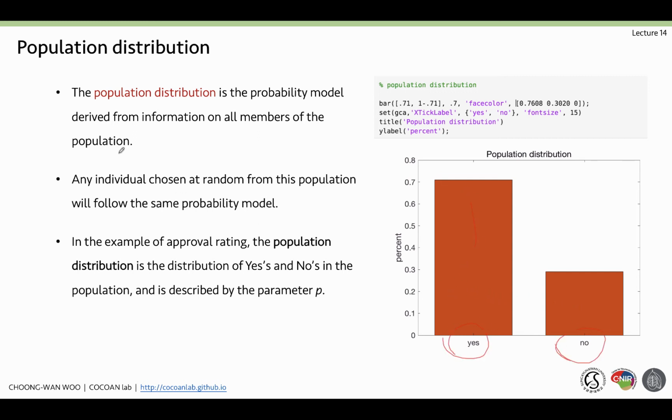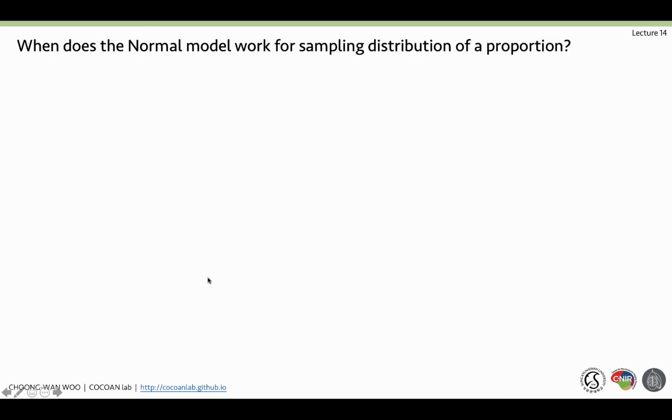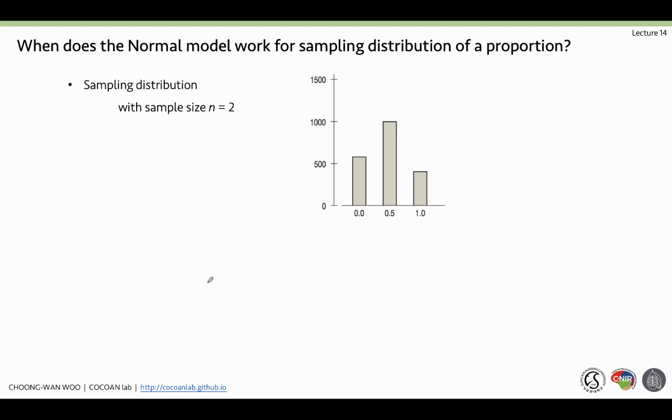And the individuals chosen at random from this population will follow the same probability model. When does the normal model work for the sampling distribution of a proportion? The sample size matters. So this is p equals 0.5 and sample size n equals 2. Let's say you have the population probability 0.5, and then you get 2 data points at each iteration. And then the distribution becomes like this.